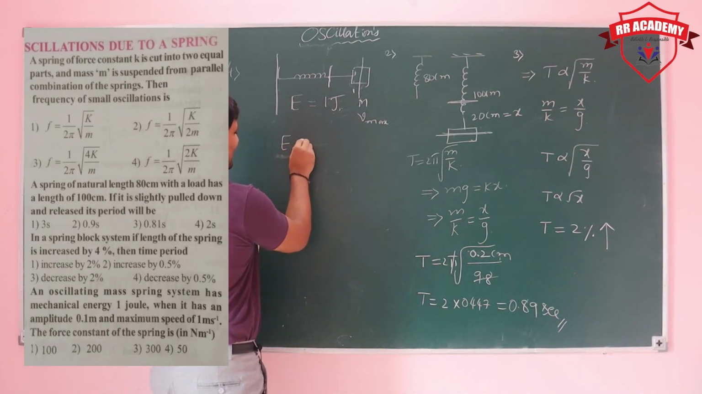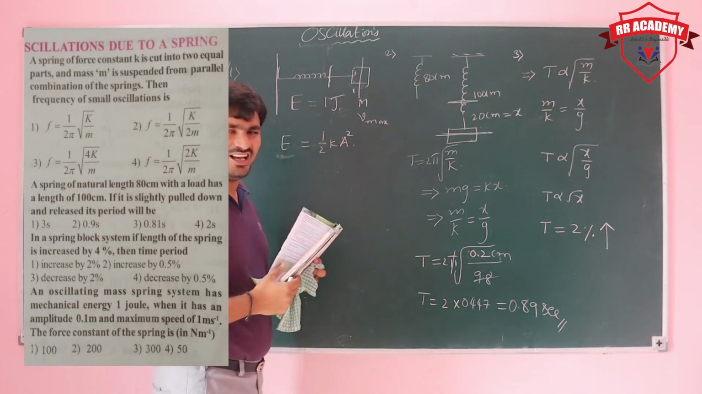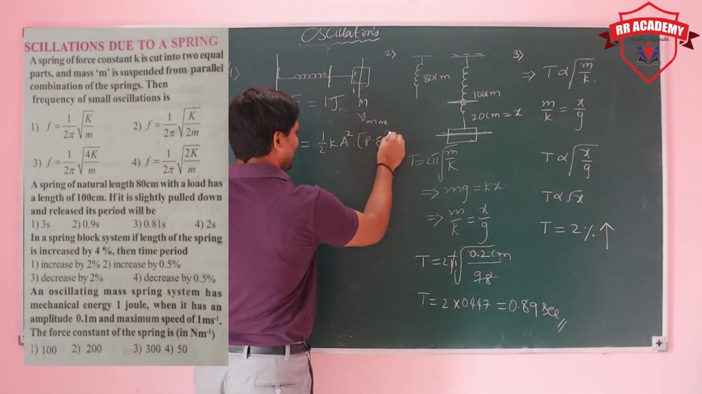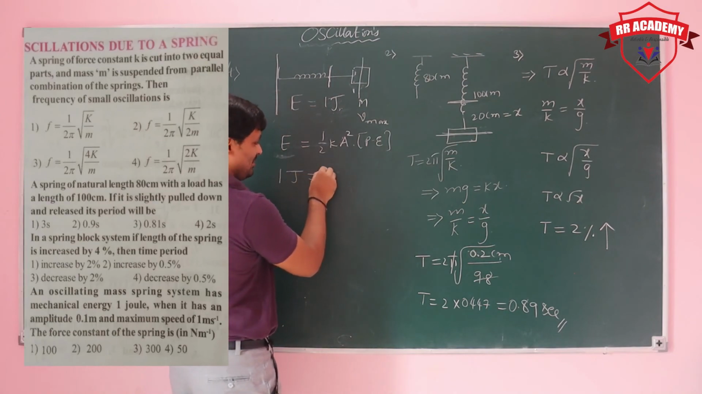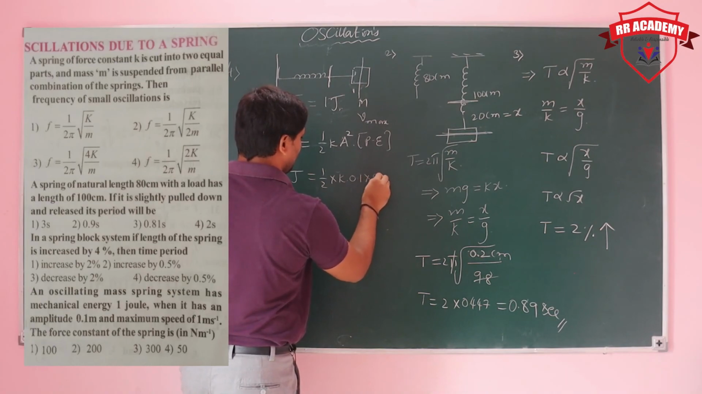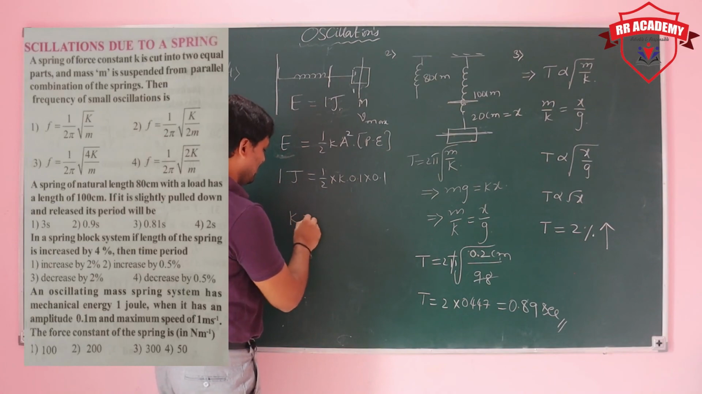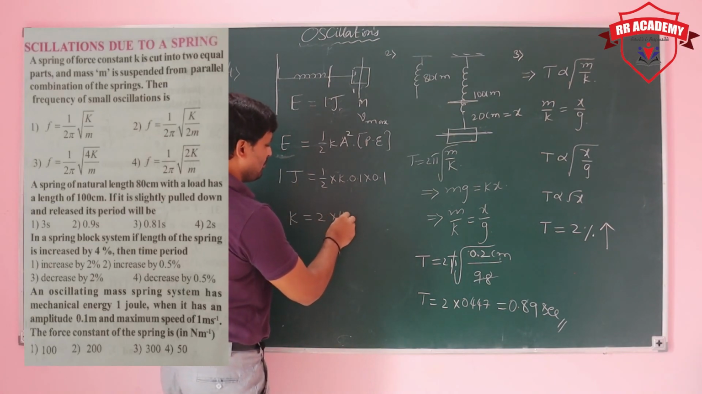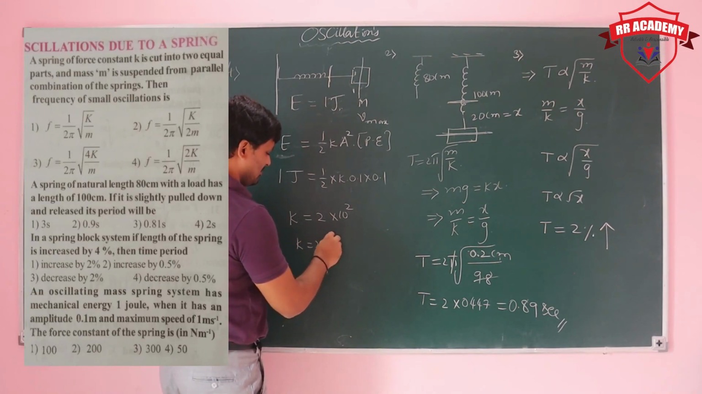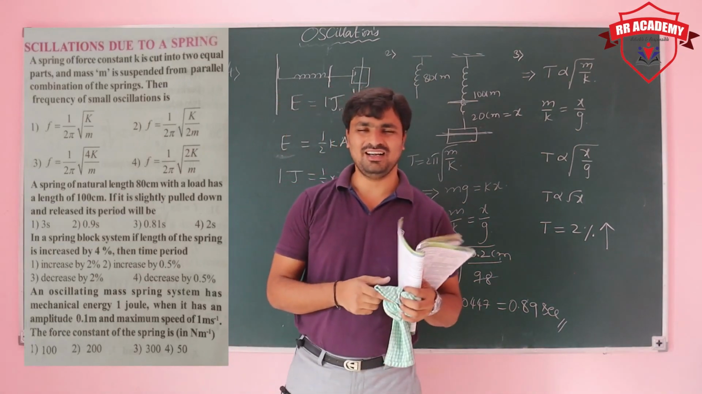The total mechanical energy at the extreme position is in the form of potential energy. Then mechanical energy 1 joule is equal to half into K value into amplitude squared, 0.1 into 0.1 is 10 to the power of minus 2. If you are sending it here, it goes to 2 into 10 to the power of plus 2. Then finally, the spring constant value is 200 Newton per meter.